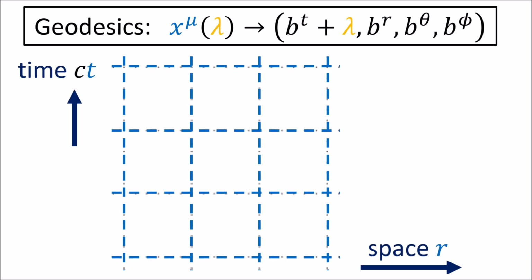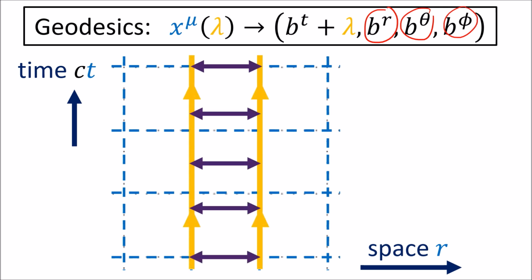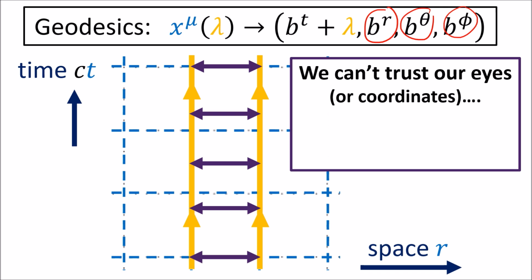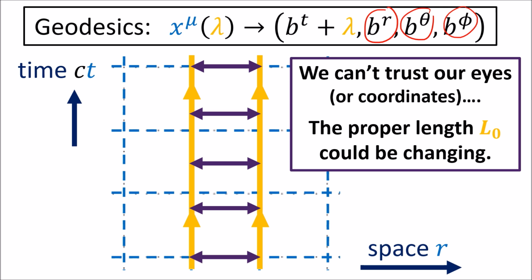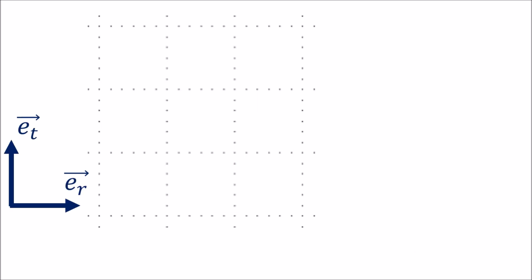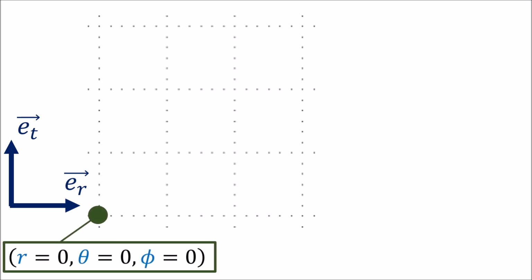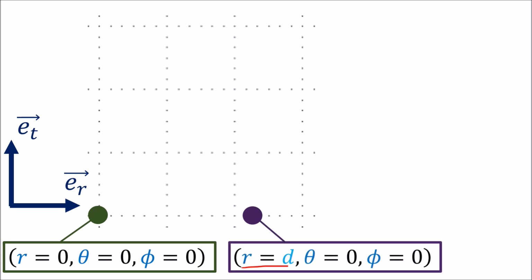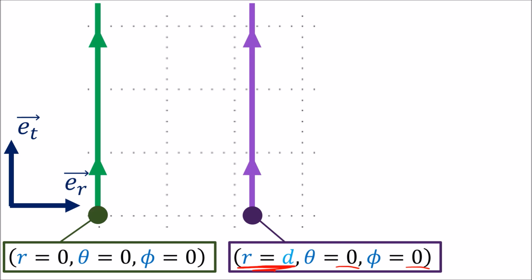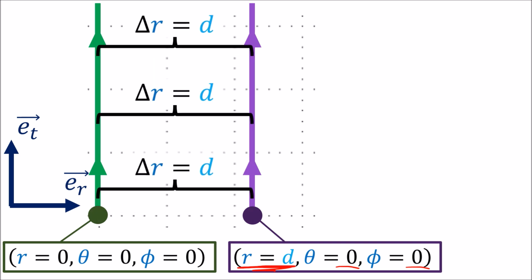Now, you might argue that if two particles have constant space coordinates, the distance between them isn't changing. But remember, we can't trust our eyes when it comes to spacetime diagrams. Spacetime coordinates don't have any direct physical meaning. We should instead calculate the proper length between these two points. Let's take one particle at the origin of our coordinate system, and another particle at a radial distance of r equals d, with 0 angular coordinates. In an expanding universe, according to our FLRW geodesics, if these particles start traveling with constant spatial coordinates, they will maintain the same spatial coordinates for all time, and so their coordinate separation will be d for all time.